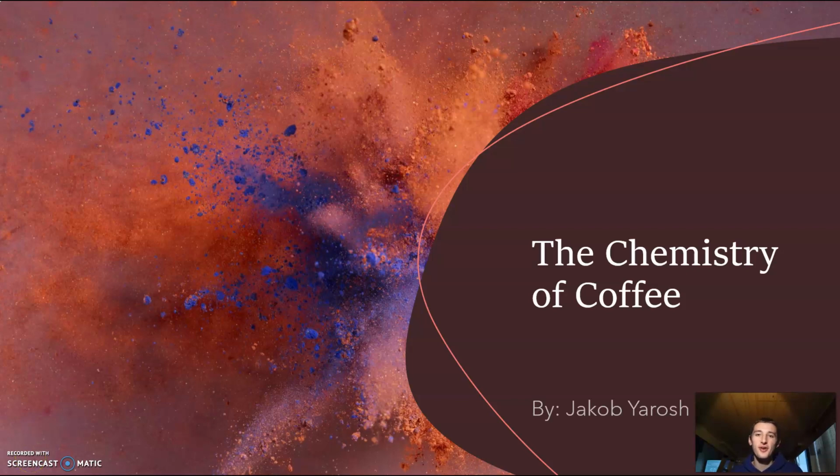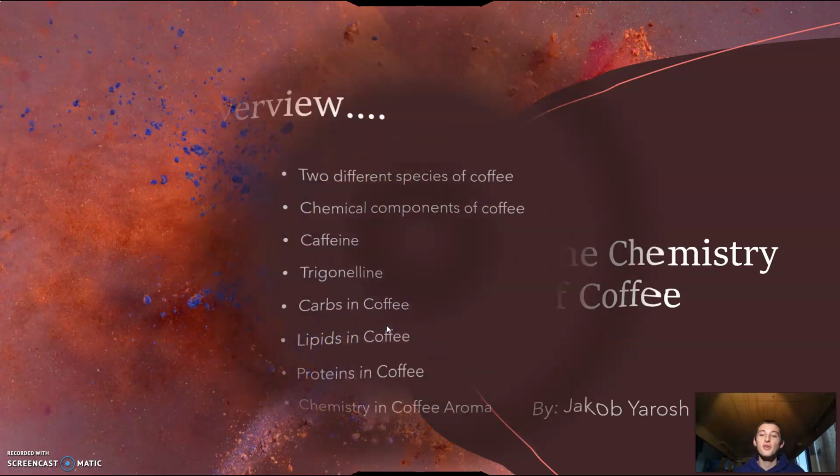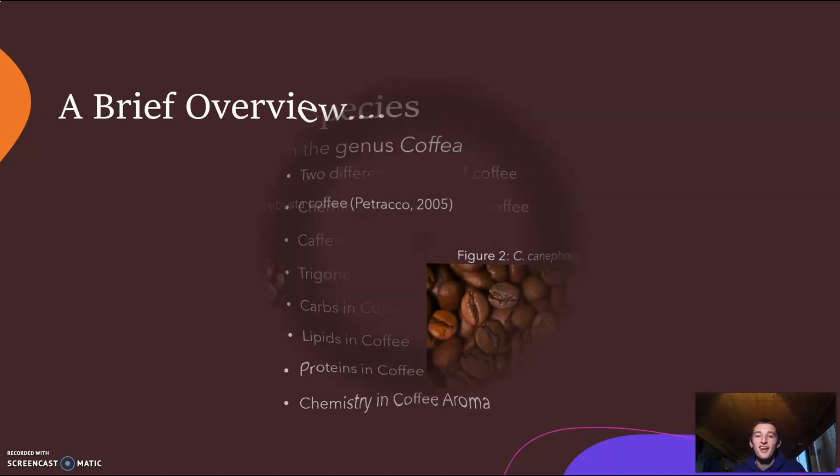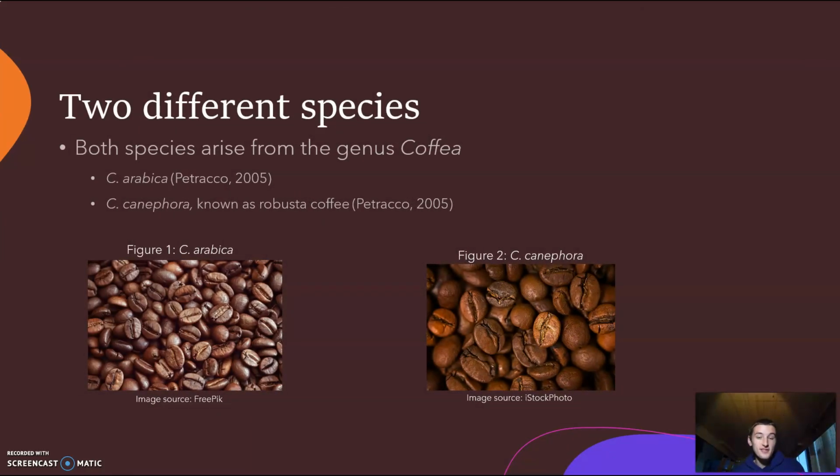Everybody, my name is Jakob Yarosh, and this is my presentation on the chemistry of coffee. So, in this presentation, we will discuss the two different species of coffee and the chemical components of those two different species of coffee. We will discuss caffeine, trigonelline, carbs, lipids, proteins, and the chemistry of coffee aroma. So, let's begin.